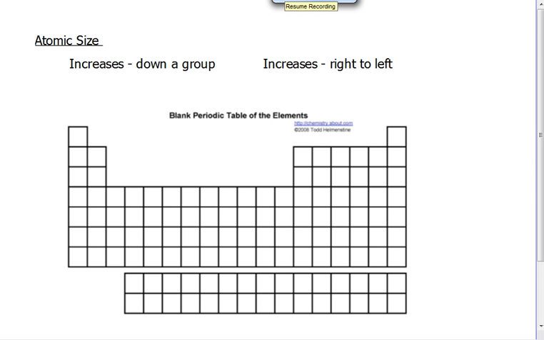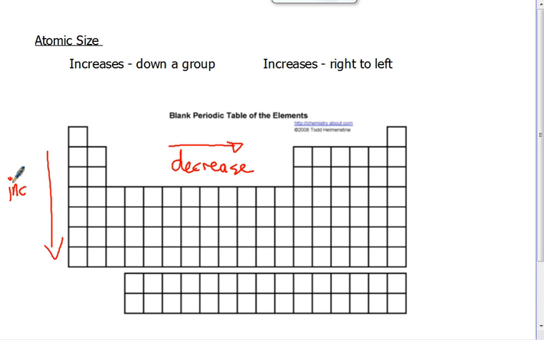Atomic size, actually, I always feel like we should do atomic size first when we teach this stuff. As we go across, the size actually decreases, which feels completely wrong to people. As we go down, it increases. And I'm going to try to give an explanation here.